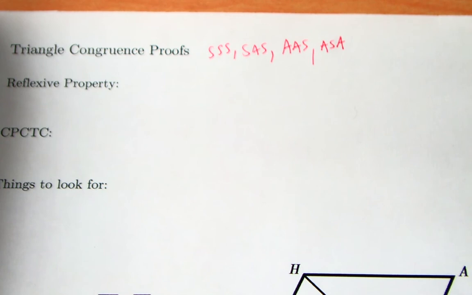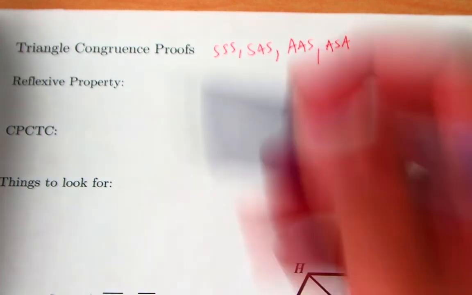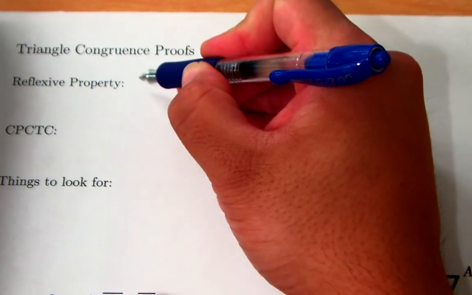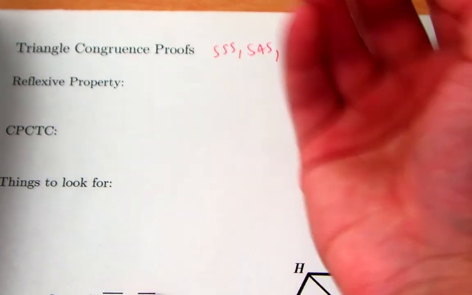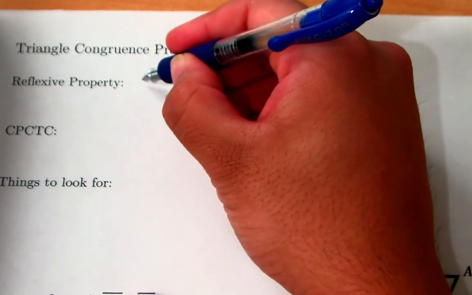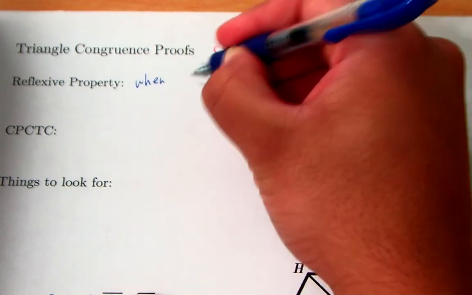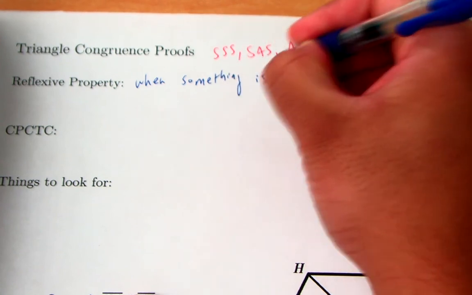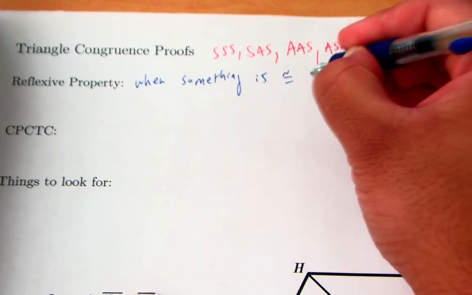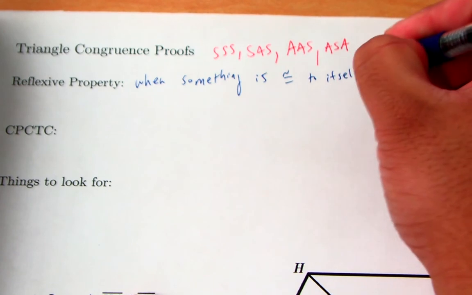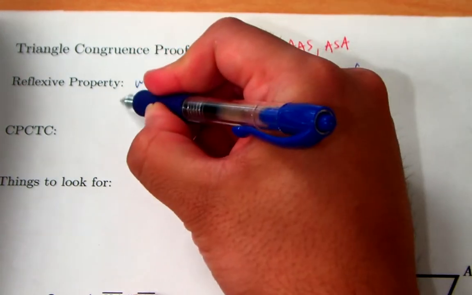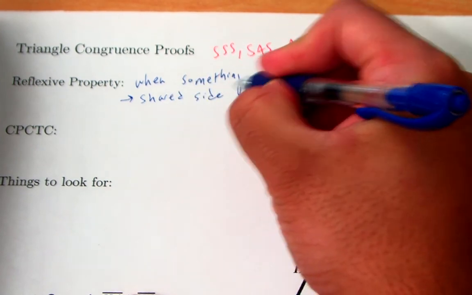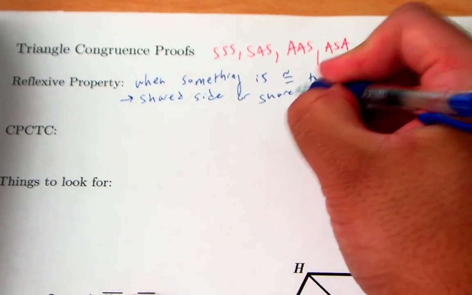And there's a couple things to keep in mind before we go into it. One of them we saw from the computer lab lesson, which is called the reflexive property. If you've forgotten, reflexive property is sort of the mathematical equivalent of common sense, or duh. Reflexive property is used to say when something is congruent to itself. When is it used? It's used in proofs when you have a shared side or shared angle.